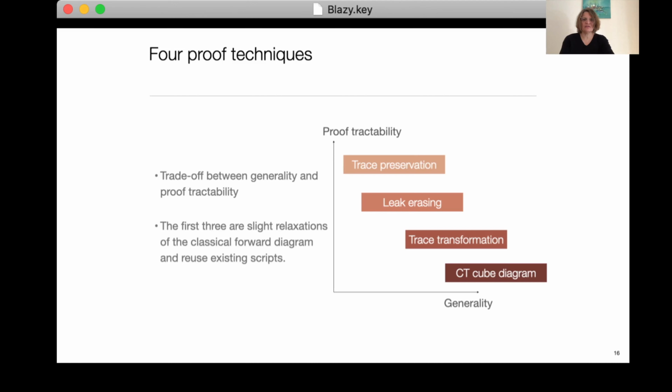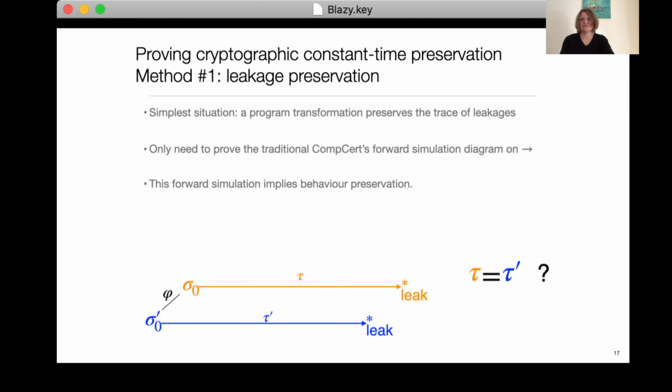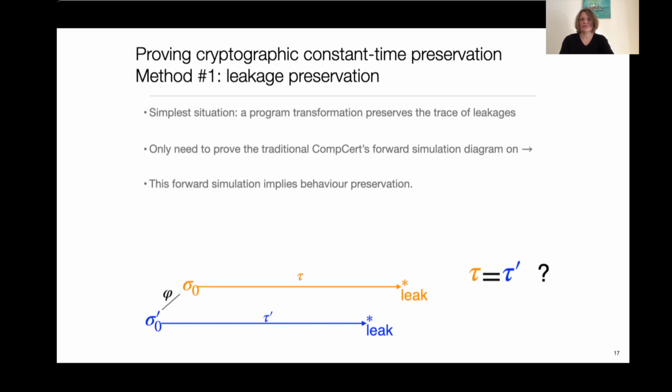So let's look at these methods in more detail. The first method corresponds to the ideal situation where the trace of leakages is preserved by a program transformation. So we can directly reuse the traditional CompCert simulation diagram. In other words, we reuse the existing CompCert proofs and only need to fill some holes in the proof.